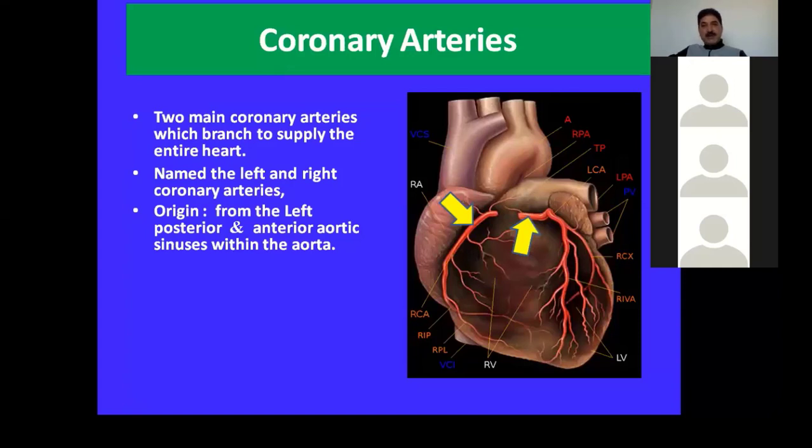Two of them are coronary. That means they give origin to the coronary arteries, and one is non-coronary. Coronaries, right originates from the right aortic sinus, and the left originates from left posterior aortic sinus. Is it clear to you?